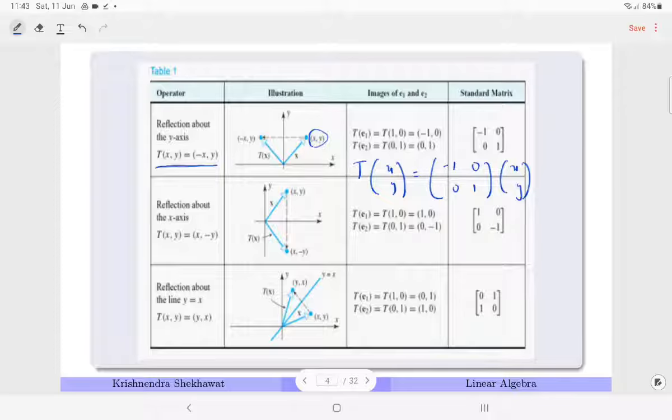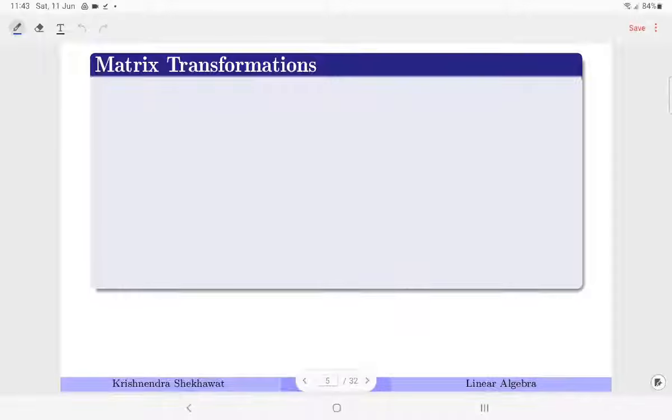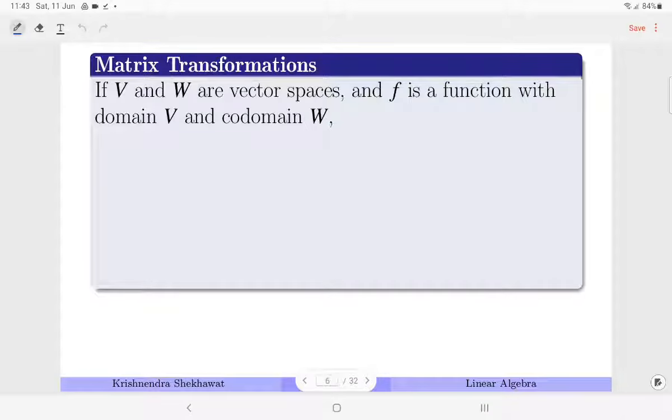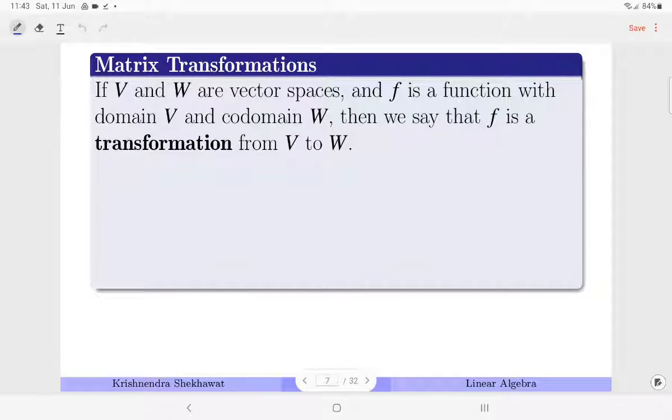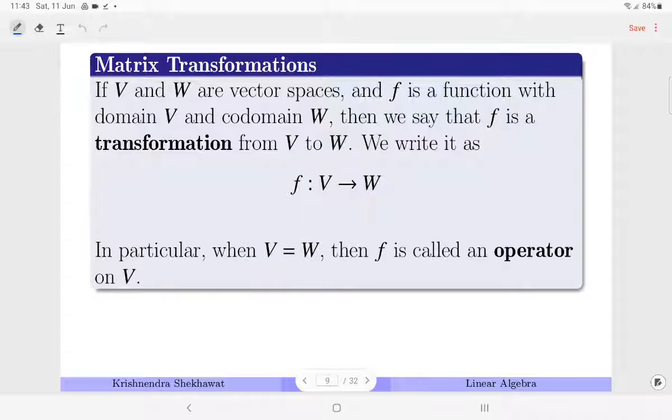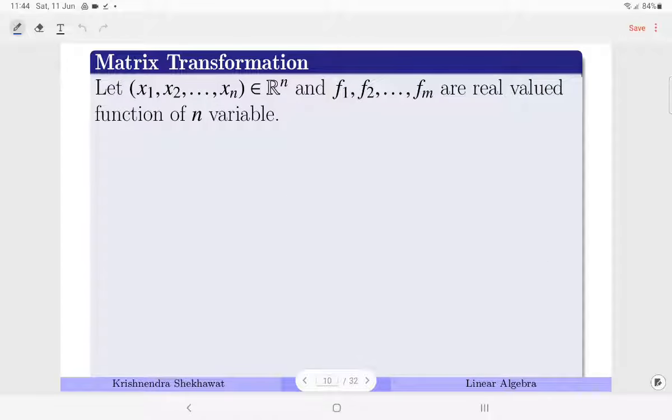This leads us to the concept of matrix transformation. So let V and W be two vector spaces. Then we say that f, which is a function from V to W, is a transformation from V to W. In case V is equal to W, then we say f is an operator on V. So let's assume that we are thinking of a map from R^n to R^m.